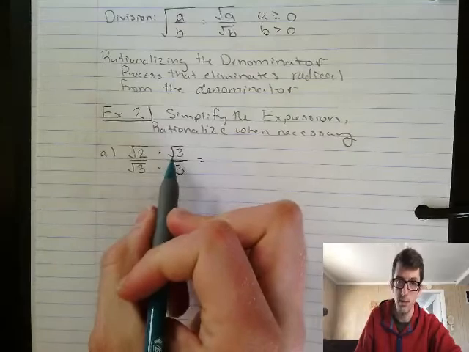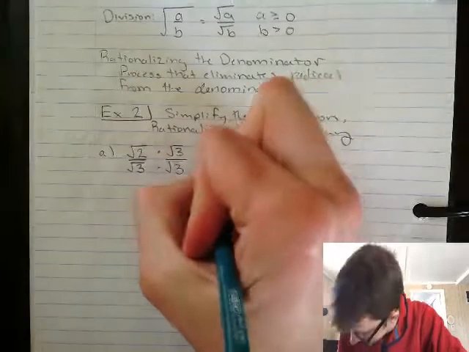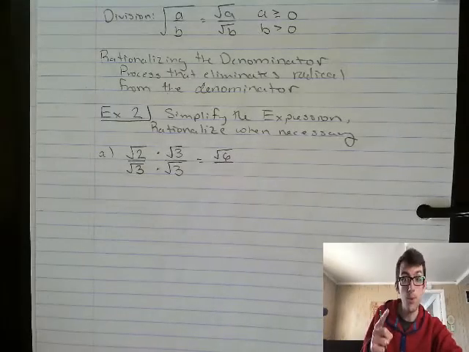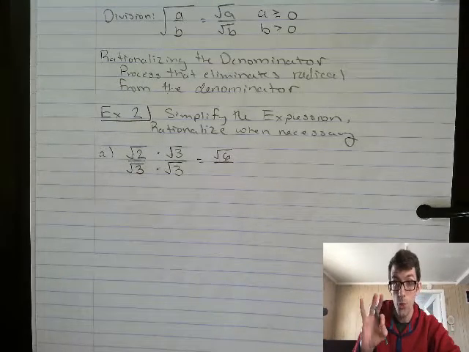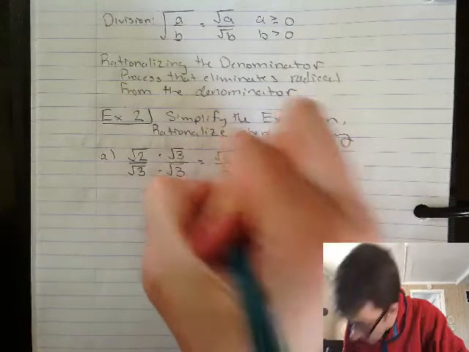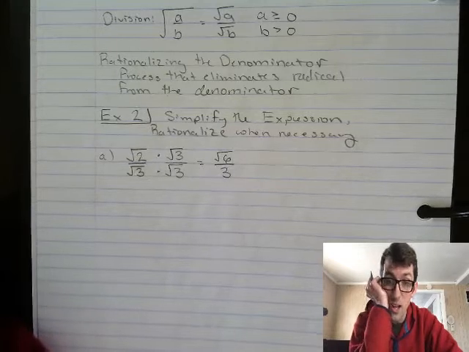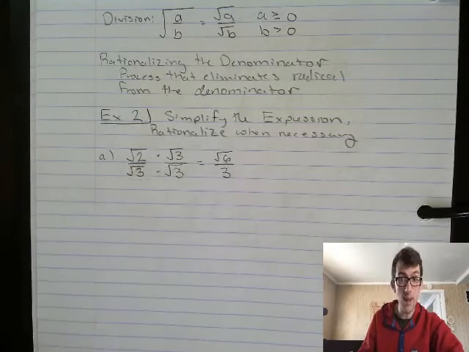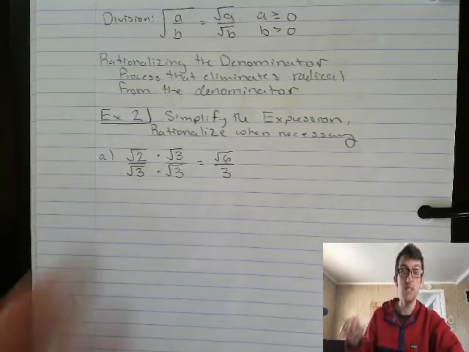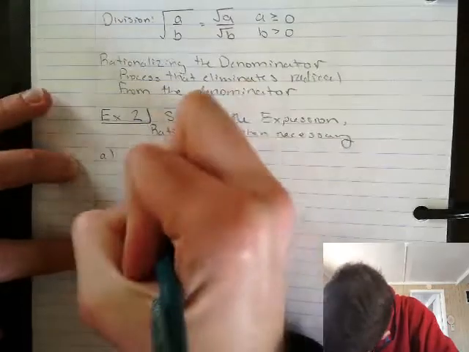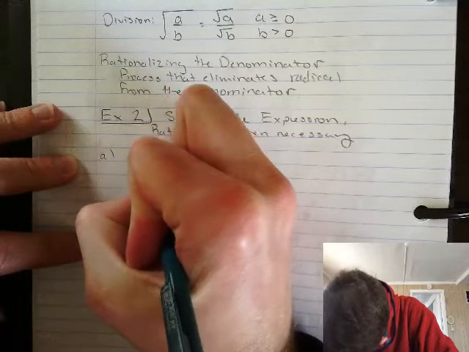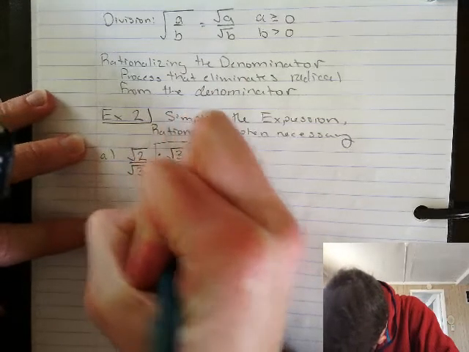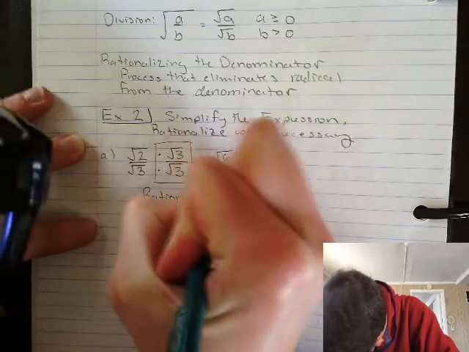So let's go ahead and simplify this. Square root of 2 times the square root of 3, square root of 6, over square root of 3 times the square root of 3, 3. Huh, look at that. The square root has gone away. This is what it means to rationalize the denominator. So we'll kind of box this in. We'll say rationalizing.